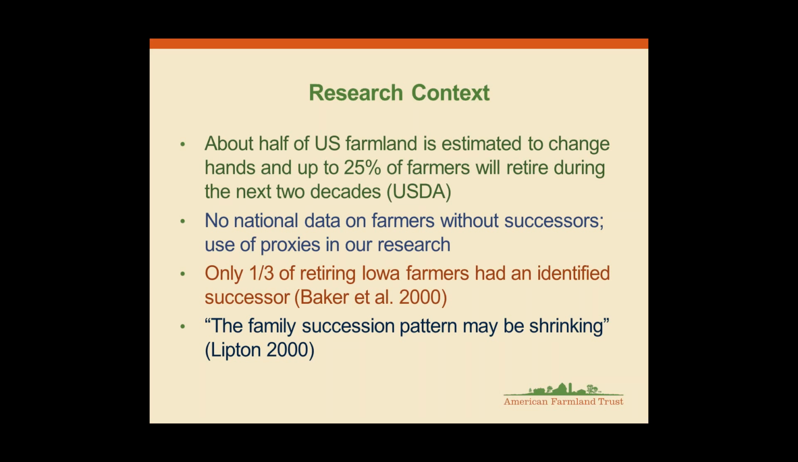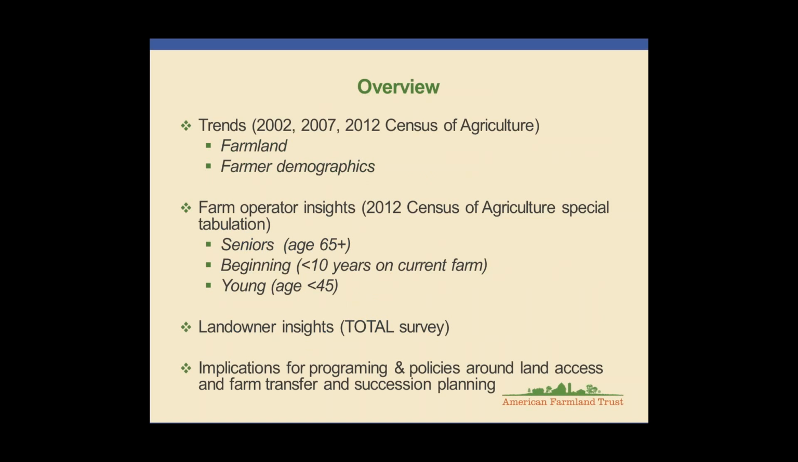We do know from research that's been done in Iowa that only 1/3 of retiring Iowa farmers had an identified successor. And we also know that the pattern of succession in farming is changing because fewer farmers are coming from farm families, and it's changing the dynamics around succession. So in that context, we set about this project to figure out what we know, both what we could learn from the census and then to actually delve in and have conversations with farmers who self-identified as not having successors.